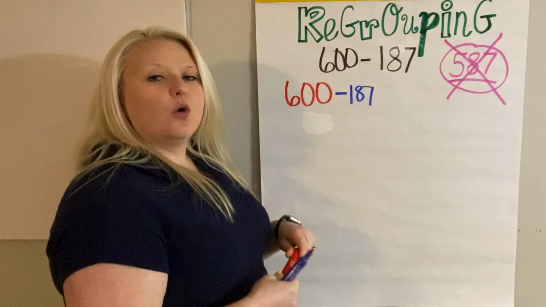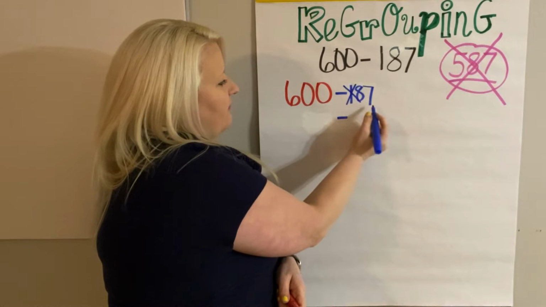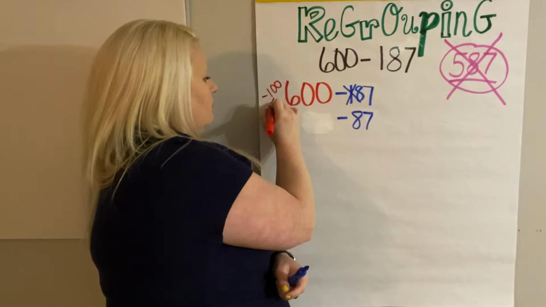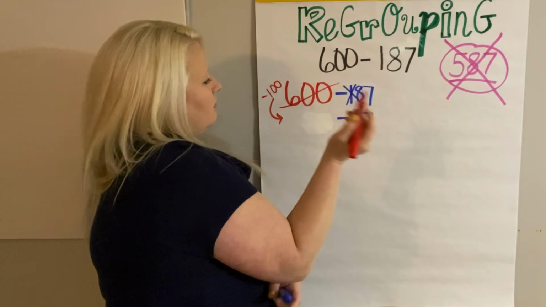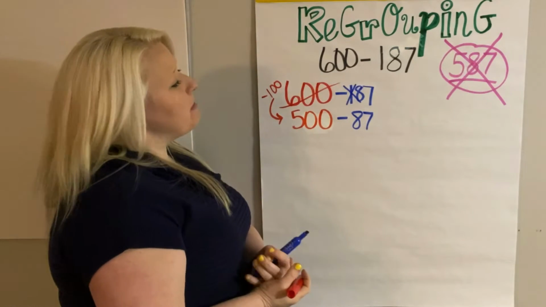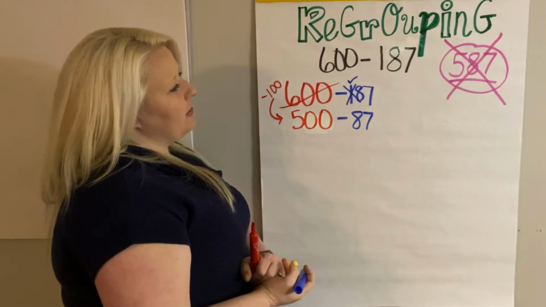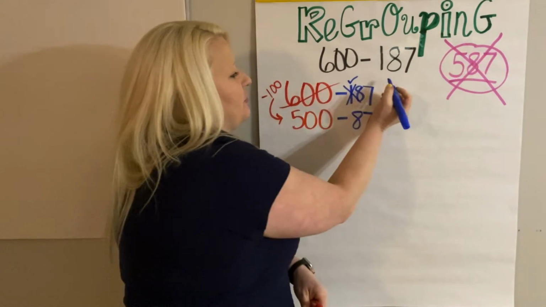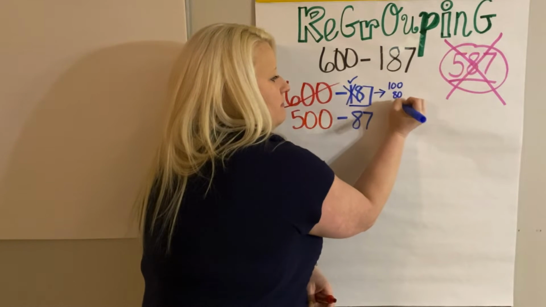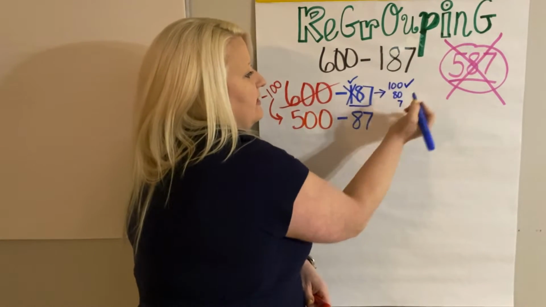I'm going to keep what I have as red. First, I'm going to take away my 100. So now I have minus 87. I'm going to take it away from here. So I have 500 minus 87. So I took care of that place value. Oh, what I should have done at the beginning though is taken the 187 and broken it down. 187. Okay? That way it's easier to check off.